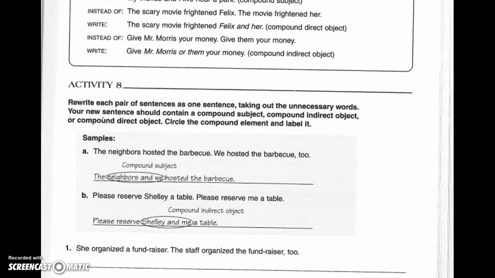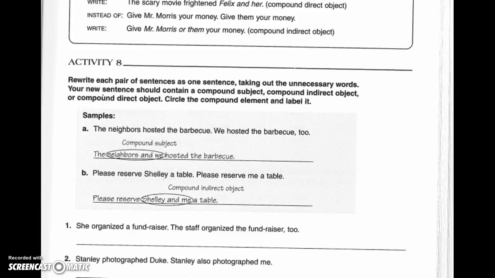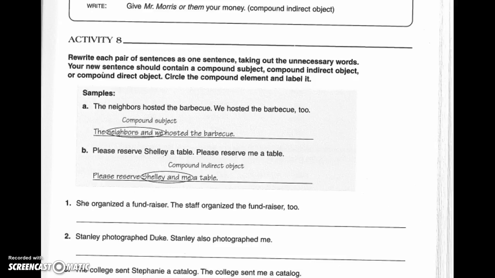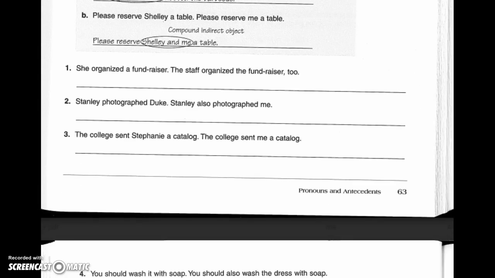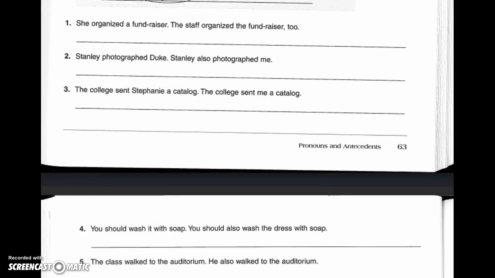In activity 8 here, you will be doing numbers 1 through 8, just rewriting each pair of sentences as one sentence. Take out the unnecessary words, and your new sentence should contain a compound subject, compound indirect object, or compound direct object. Circle that compound element and label it. So here are the 2 examples. See the compound subject in A and the compound indirect object in letter B. You will be doing 1 through 5 on this exercise. So here they are, and pause your screen.